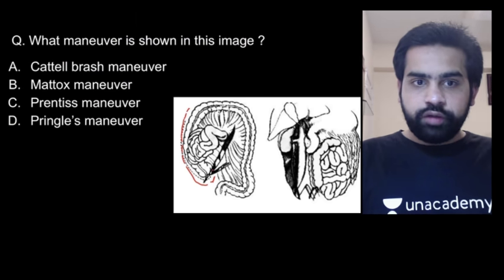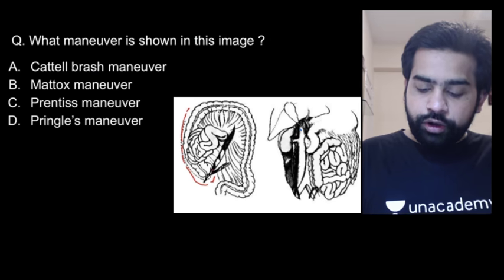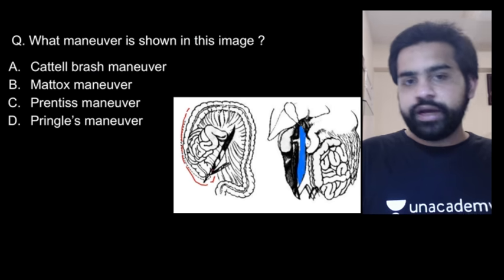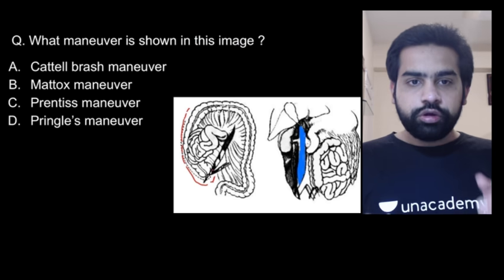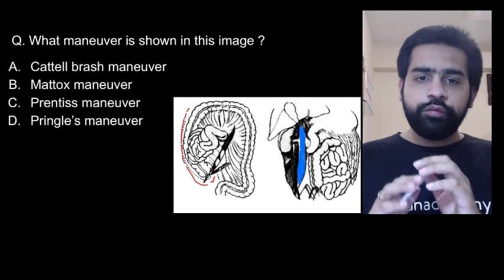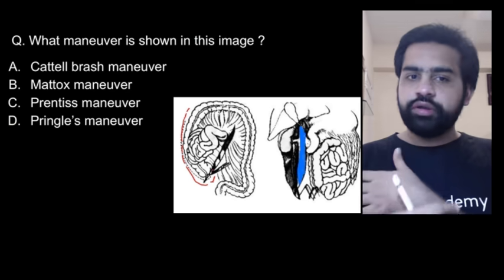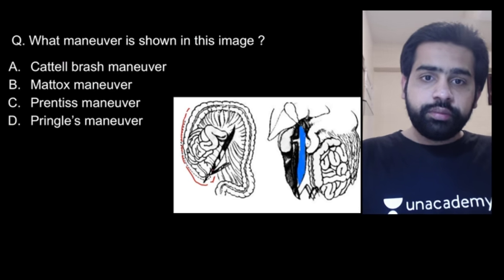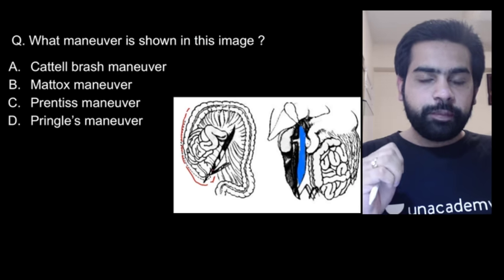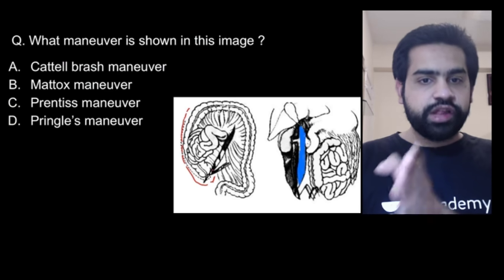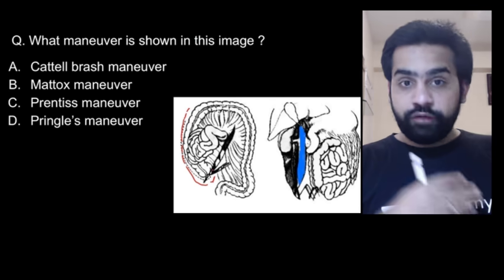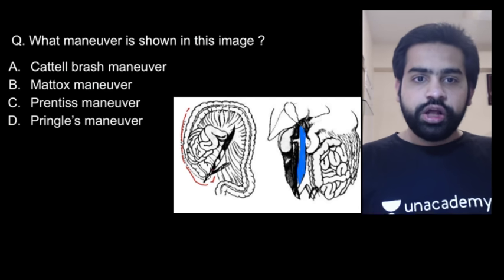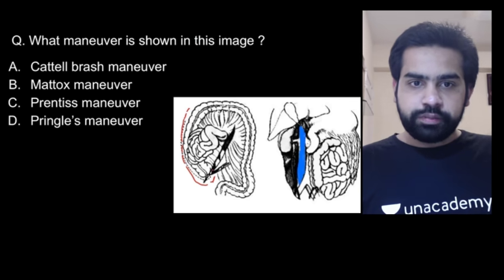Let's say they want to operate on a left kidney, or there is the inferior vena cava and they want to operate on the inferior vena cava or something like that. So why are they doing this? Because they want to gain access to the retroperitoneum for any reason. They cannot go directly into the retroperitoneum. They have to mobilize the viscera. And for mobilizing the viscera, you have a couple of maneuvers. One of them is the Cattell-Braasch maneuver, one of them is the Mattox maneuver. So can you please tell me what maneuver has been shown in this particular image?